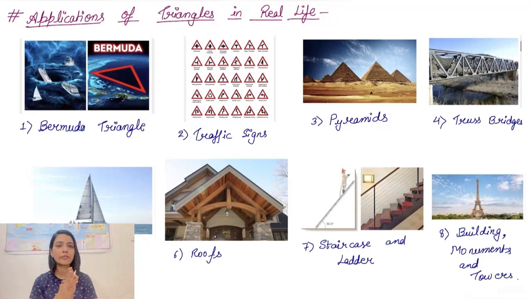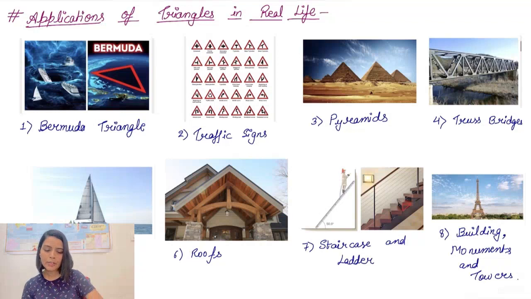It has vanished over there in that region, and that region resembles a particular shape, that is a triangle. That's why it is known as the Bermuda Triangle. Second is traffic signs. We often see traffic signs on the road, and they are basically triangle shaped. That is an equilateral triangle, meaning all three sides are equal and all three angles are equal on that traffic sign board. That's why an equilateral triangle is used for traffic signs.